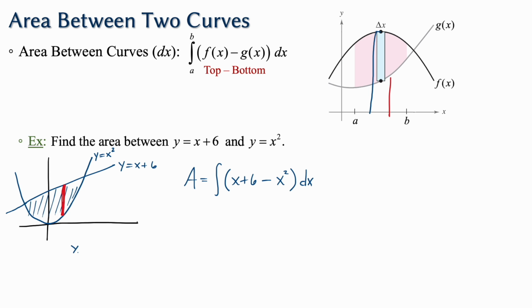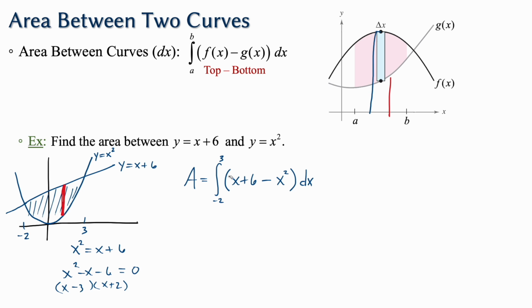Our job is to figure out where x squared is equal to x plus 6. When you move things around and solve for 0, we can then factor. This is going to be x minus 3 and x plus 2. Because of that, we can see that this x value is going to be negative 2, and this x value is going to be positive 3. That tells me what our limits of integration are going to be.